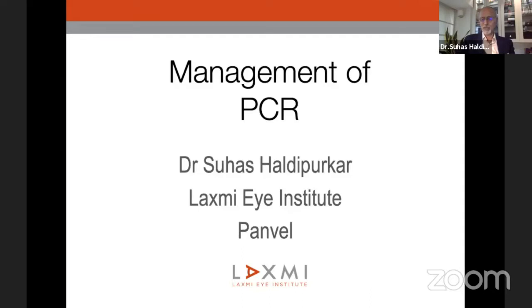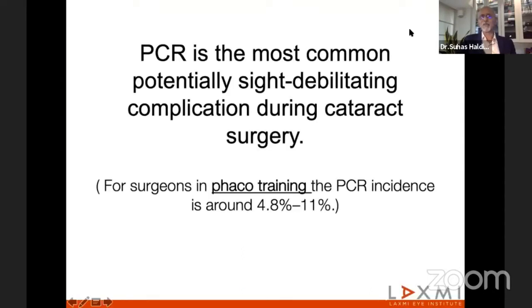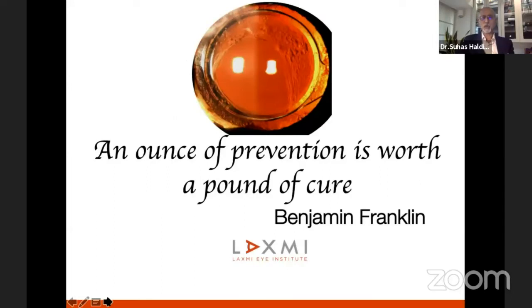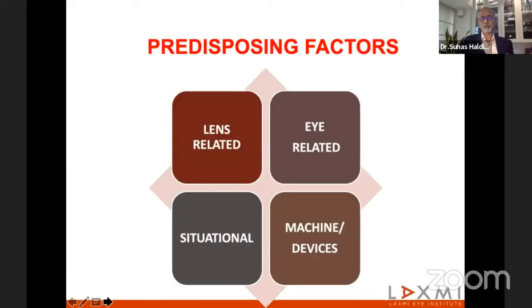Well, management of PCR is definitely an important topic because PCR is the most common potentially sight-debilitating complication during surgery. And all of us, in fact all the faculty members, have also faced a PCR at some time or another. Various studies have shown that for surgeons in phaco training, the PCR rate can go as high as 10 to 11%. An ounce of prevention is worth a pound of cure, and it is so true when it comes to dealing with posterior capsular rupture.